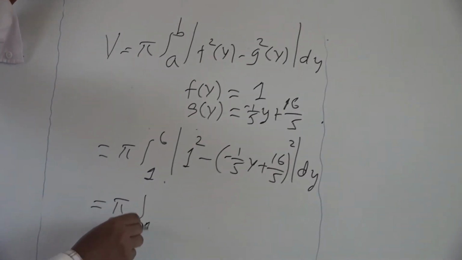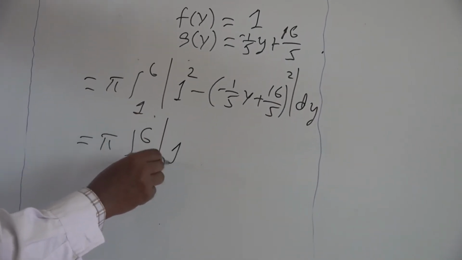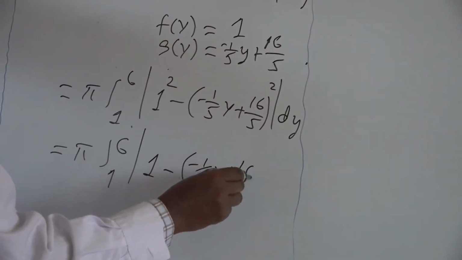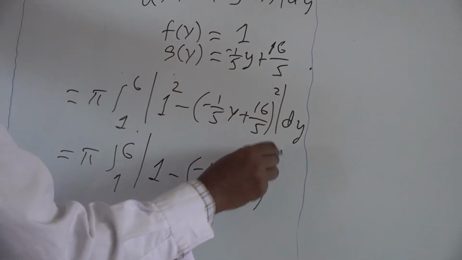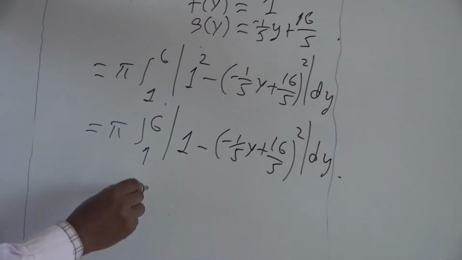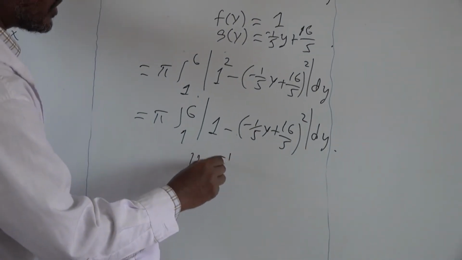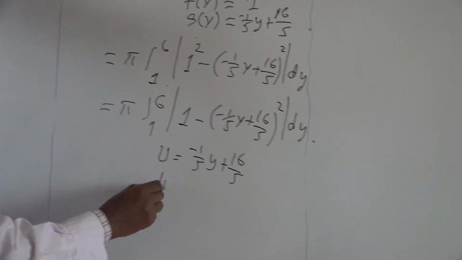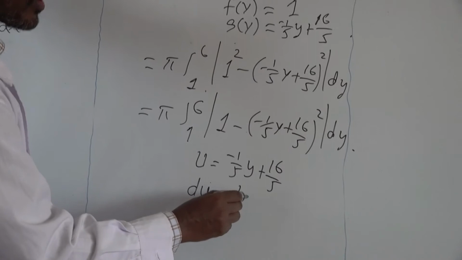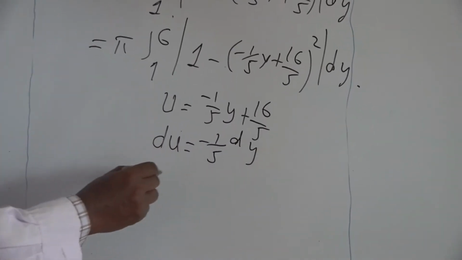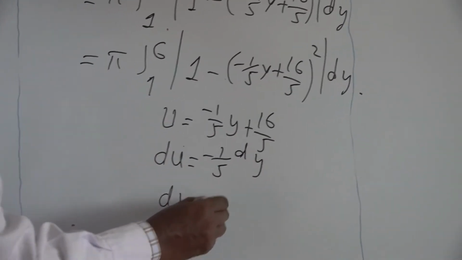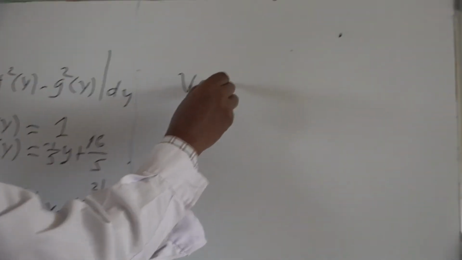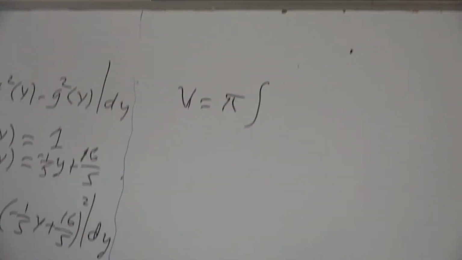Pi integral from 1 to 6 of (1 minus (negative 1 over 5 y plus 16 over 5)) the whole square dy. Now let us apply integration by substitution. Let u represent this expression. From this, the derivative of u will be negative 1 over 5 dy, meaning dy is negative 5 du. So the volume will be pi times the integral from a to b.